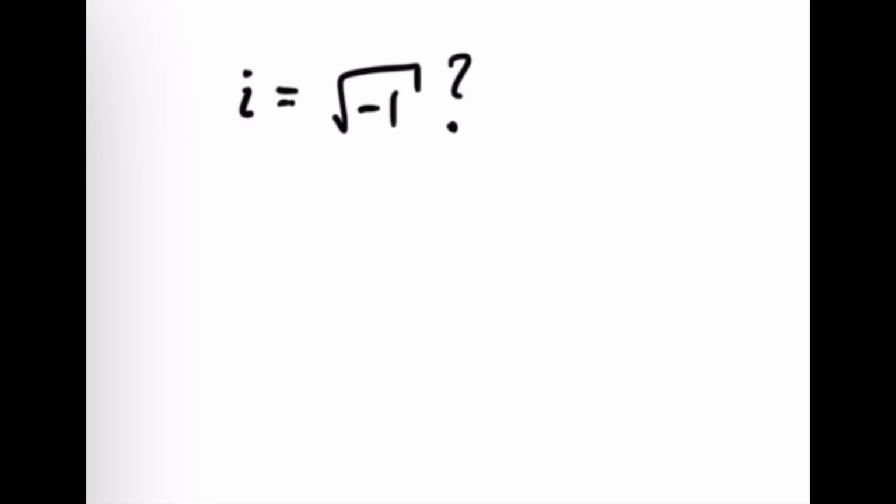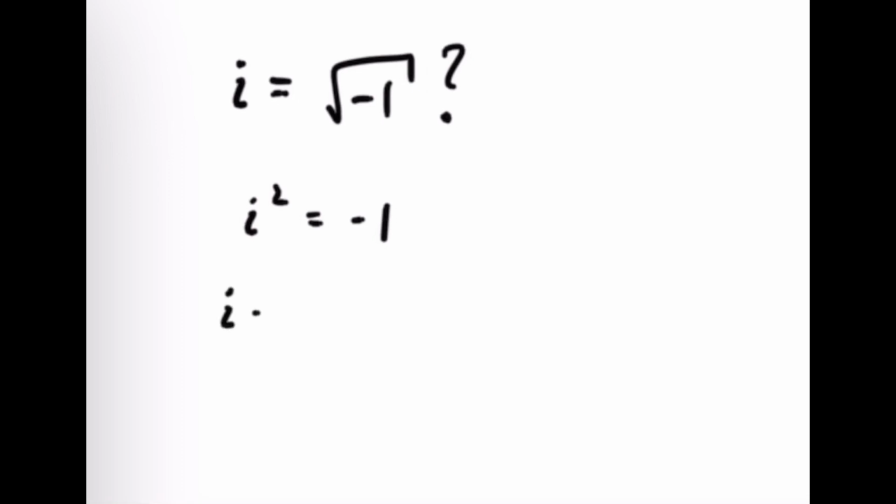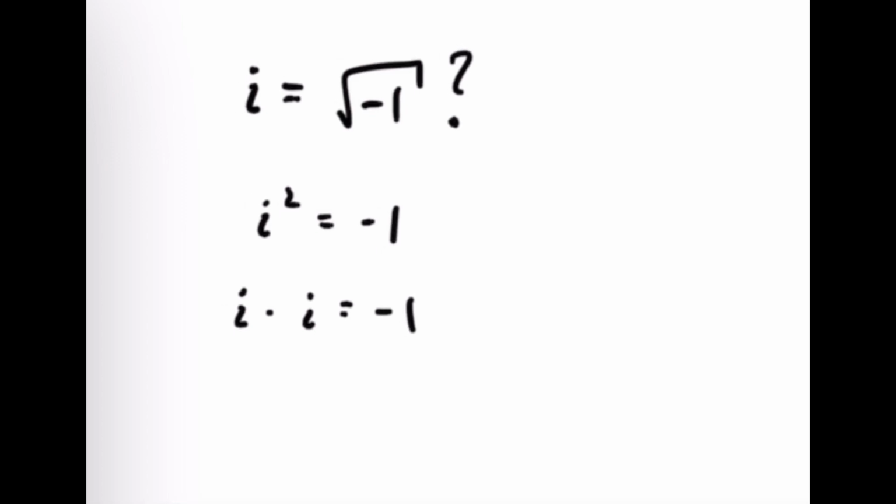So now knowing this, what does i equals the square root of -1 really mean? Well, we know that i squared is equal to -1, or i times i is equal to -1. And since we now know that -1 is equal to 180 degrees, we can only assume that each i is equal to 90 degrees respectively.